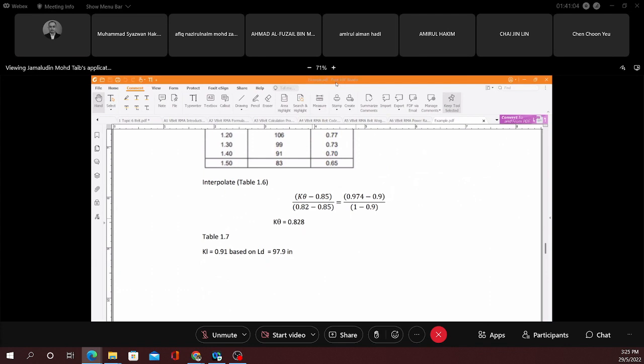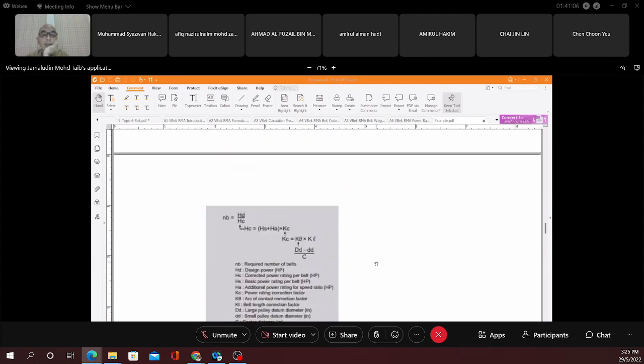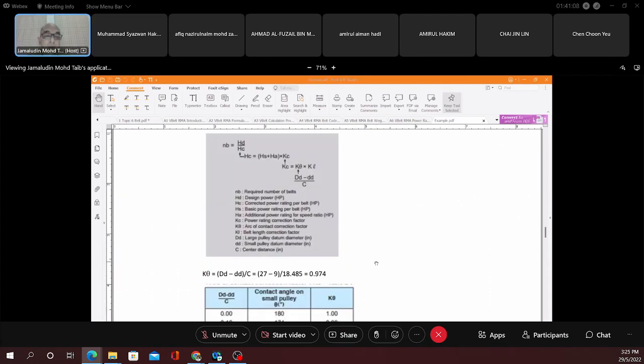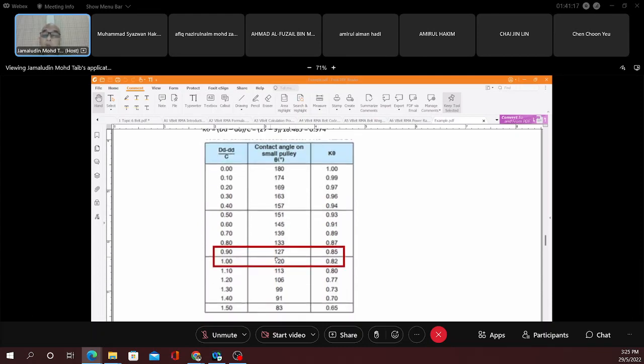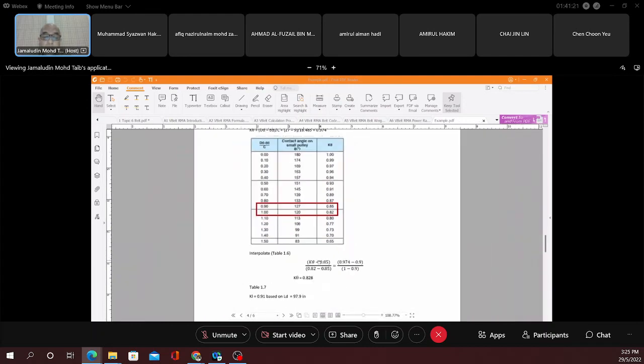Just go through it. Okay, we start with K theta first. K D over D minus C, 27. 18.4, you got 0.974. That means you have to do the interpolation here. We have to interpolate here. We get K theta going to be 828.